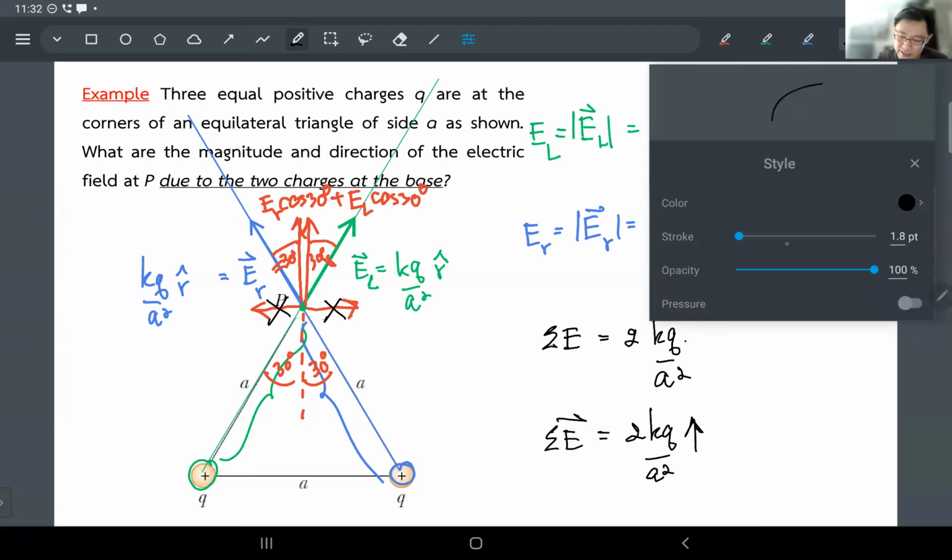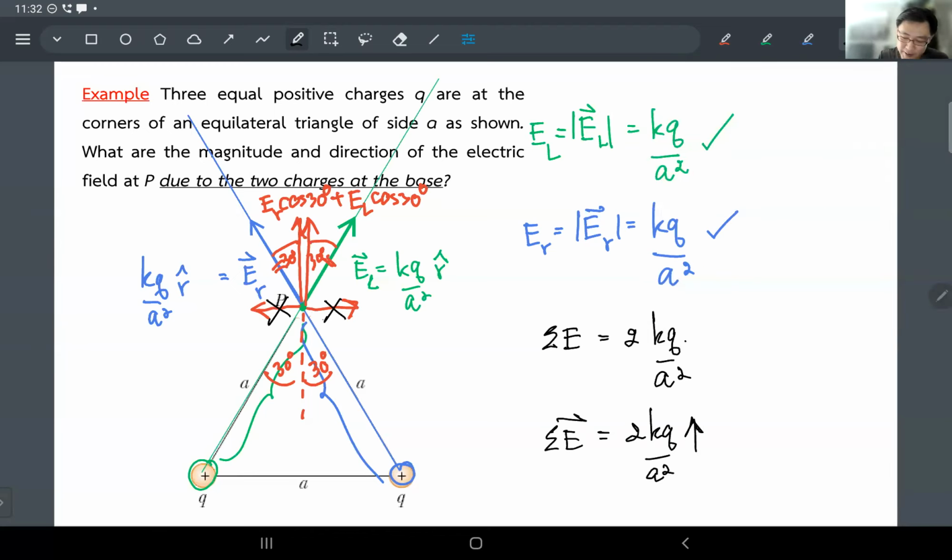That is fine. For this course, if you would like to just say up, like taking this arrow up, that is fine. But to be a little more sophisticated, you can say it's j hat. That will be neat. Or you can just write a sentence saying that it's 2kQ over a squared pointing upward. That is fine. I'm okay with it. So you got how it's done here. The conclusion is that at point P, the net electric field is pointing upward with the magnitude of 2kQ over a squared. And I can give a spoiler alert here.